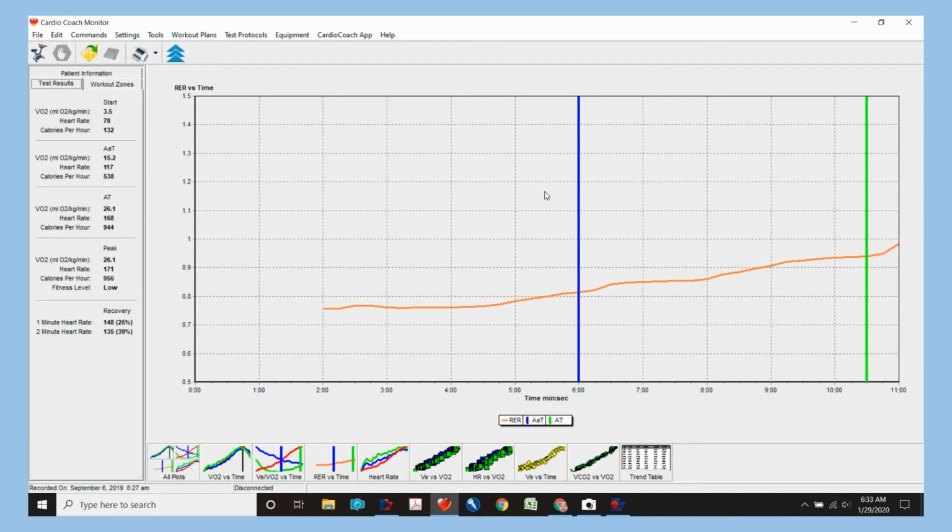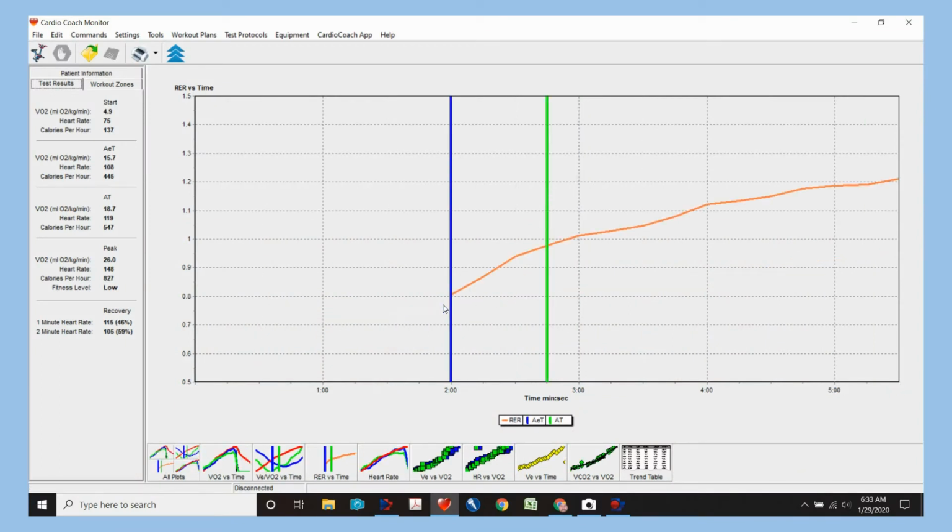Look at some examples. That was our first one. In this particular patient, we see that they start at 0.8 and they clearly move over 1 and clearly way above it to 1.2, which is excellent effort. This is probably one of the highest efforts we've seen on any of our tests.